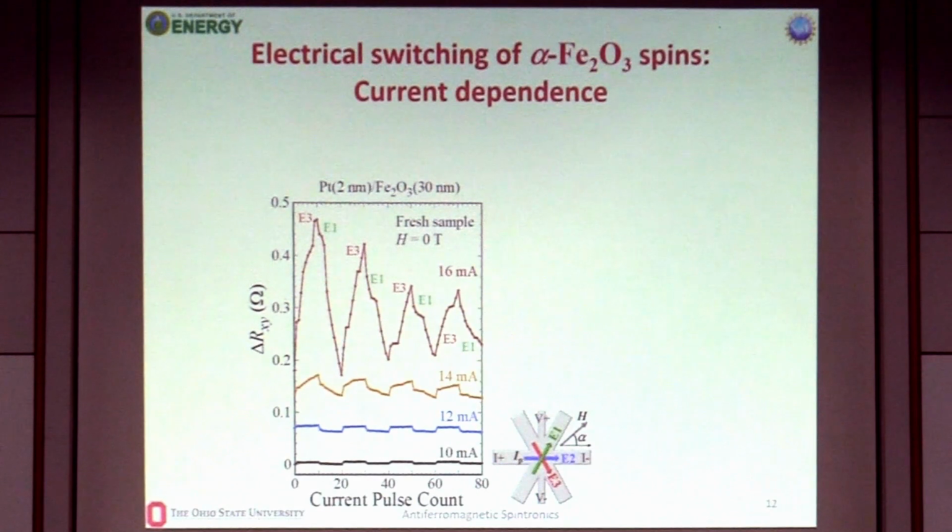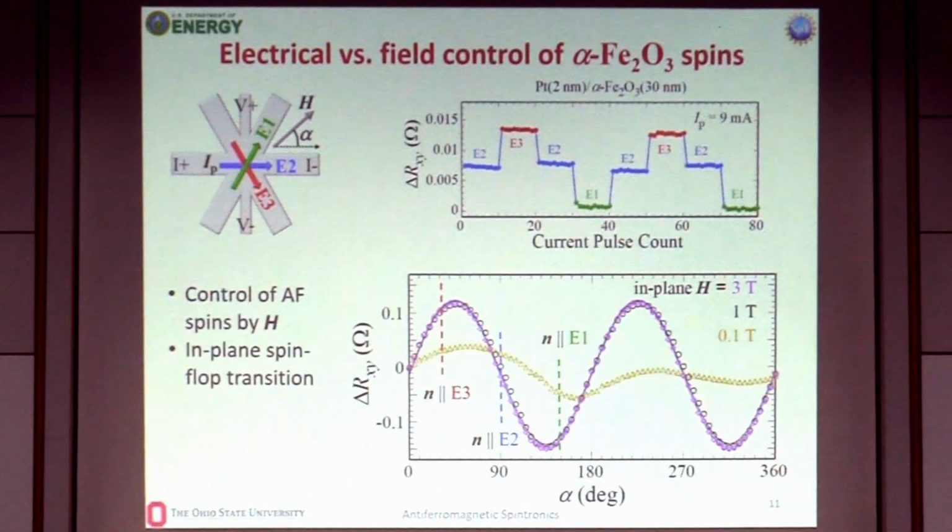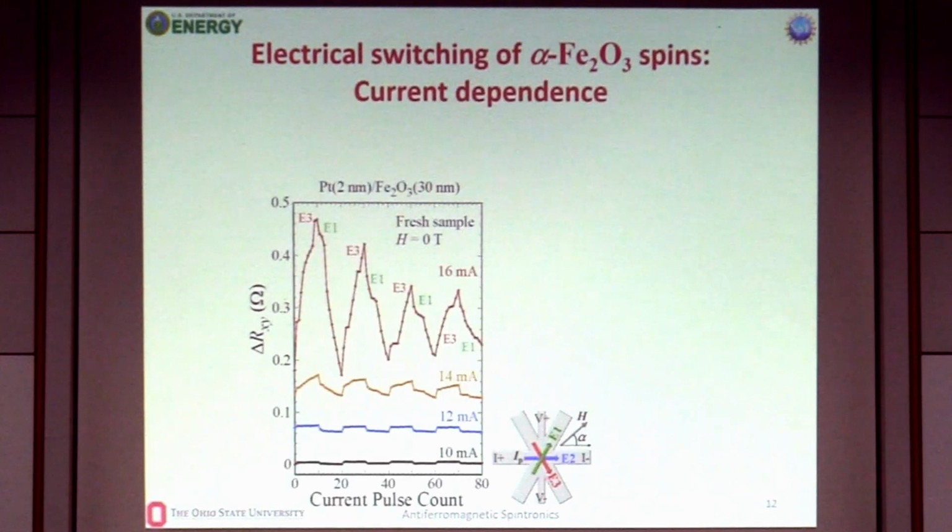I believe the E3 and the E1, just these 2 directions. So the previous plot I showed is 9 milliamp. That corresponds to 4.5 times 10 to the 7 amp per centimeter squared. And then we go to 10 milliamp. You can still see this square wave like switching. And then 12, still square.